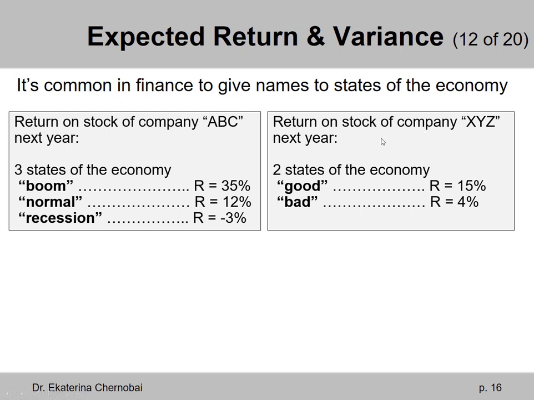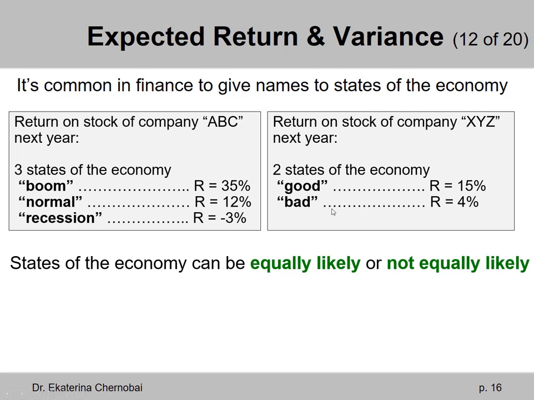Or maybe we have a different company, XYZ, and we are also trying to estimate its return for next year. And before we do any calculations, we identified that there are 2 possible outcomes or 2 possible states of the economy, and their names are good and bad. In the good state of the economy, we're going to make a 15% return on our stock investment. If the state of the economy will be bad, then in that scenario, we will only make a 4% return on our money.